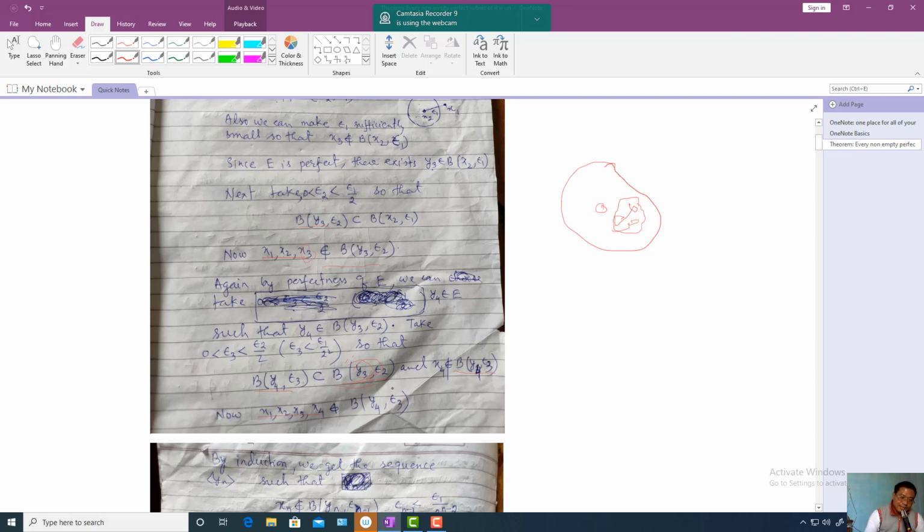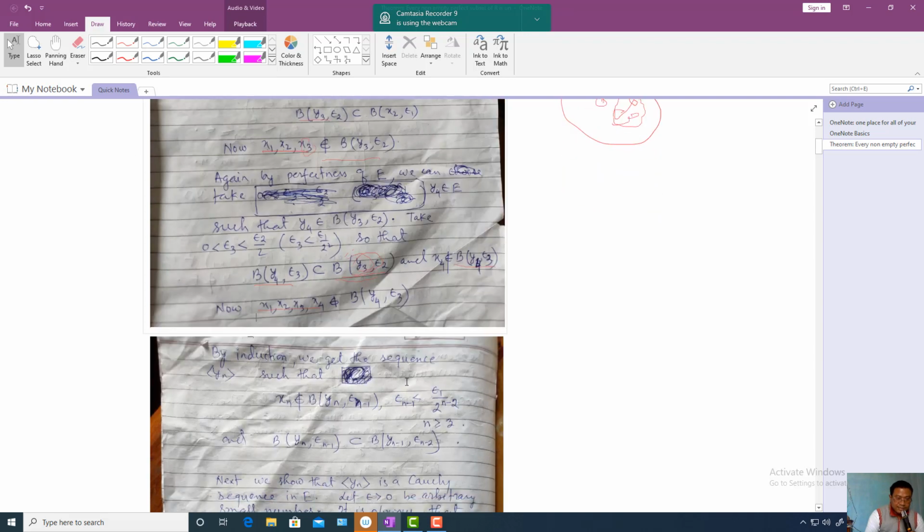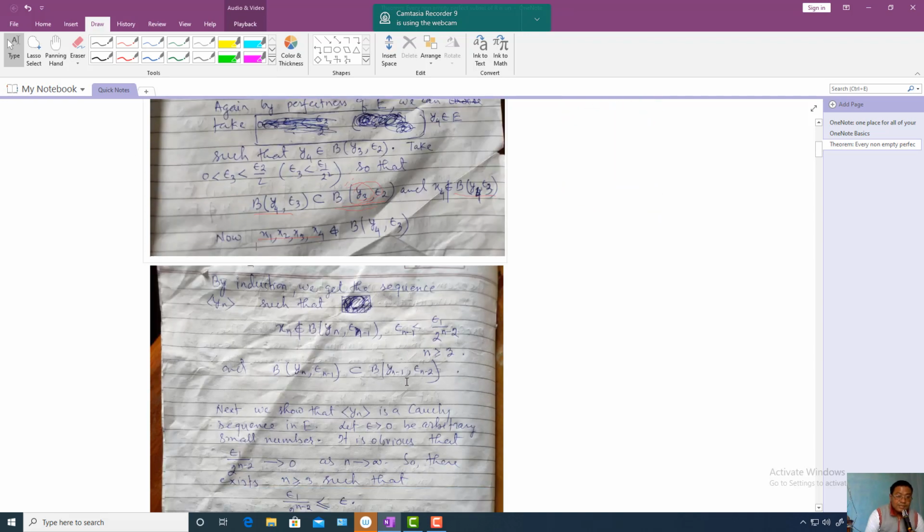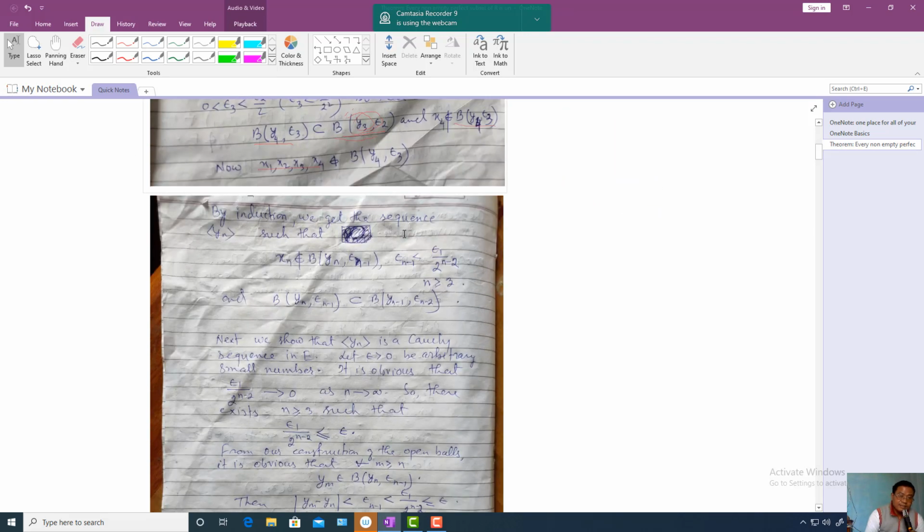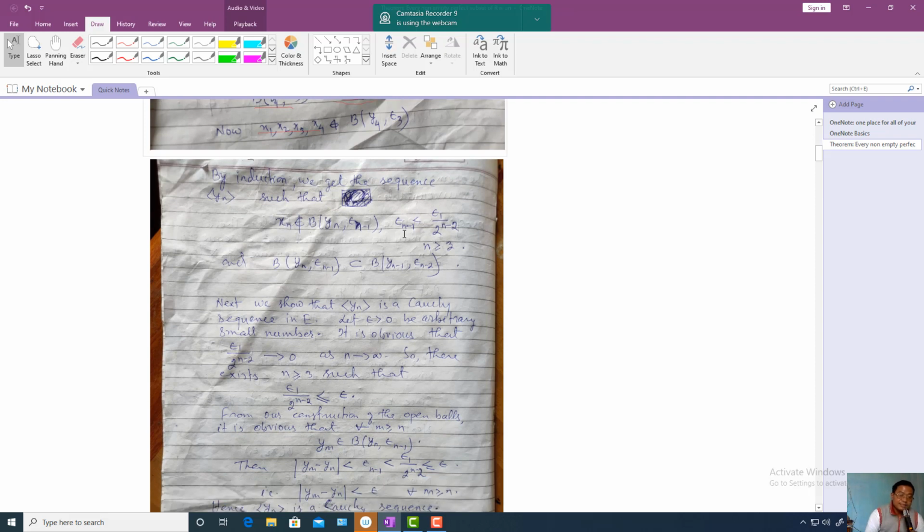All right, so I hope everyone understands till now. If you have some confusion, you can call me. Okay, I will explain again. So this process we can continue by induction. We can find the fifth member of the sequence y5, the sixth member y6, and so on, and we can get the fourth open ball, the fifth open ball, like this.